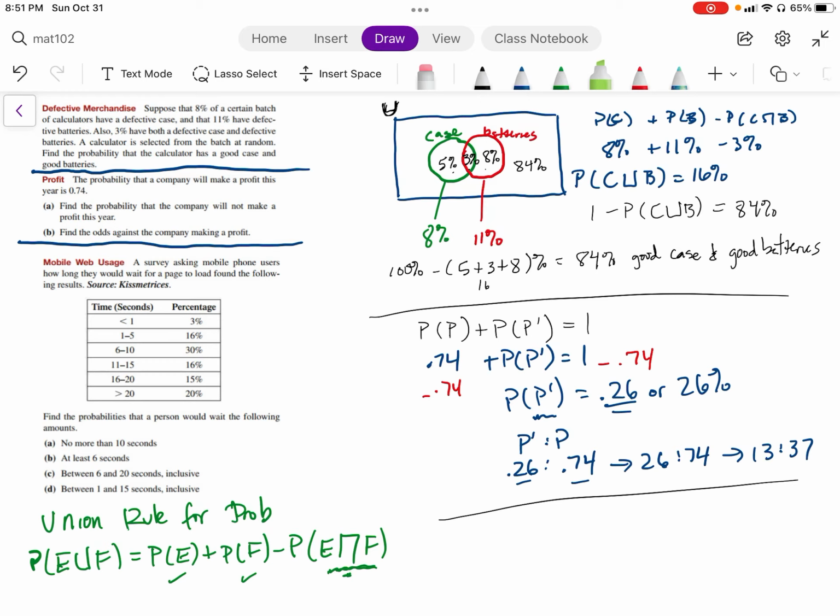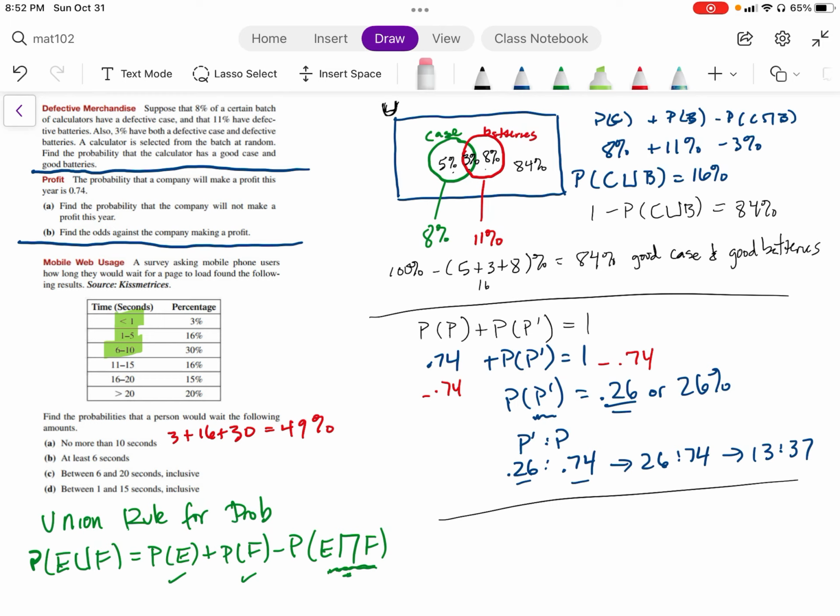Anyone not wanting to wait no more than 10 seconds would be up to here. Okay, no more than 10. So up to 10. 10 is my limit. Once I reach 11, I'm done. And if we look at those percentages, 3 plus 16 plus 30, we get 49%.